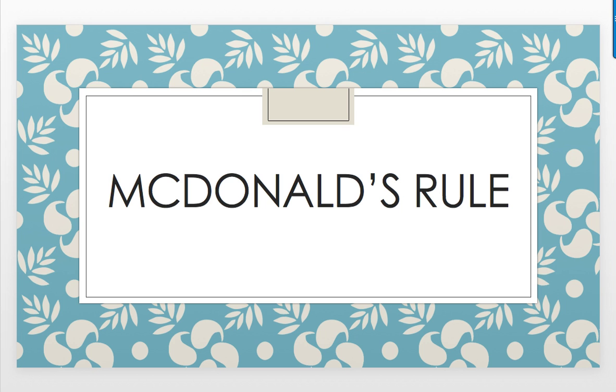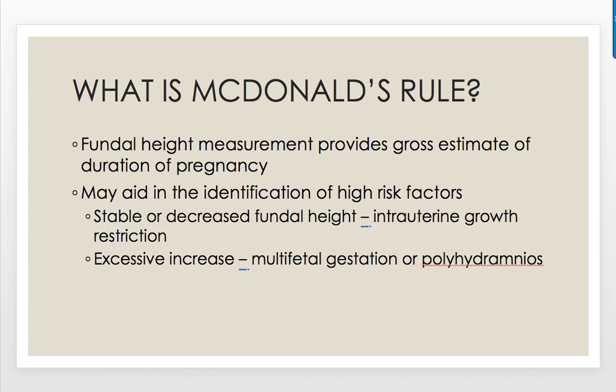During the second trimester, the uterus becomes an abdominal organ. The fundal height, which is the measurement of the height of the uterus above the symphysis pubis, is used as one of the indicators for fetal growth. So McDonald's rules provides a gross estimate of the duration of pregnancy. In addition, the fundal height measurement may aid in identification of high-risk factors.